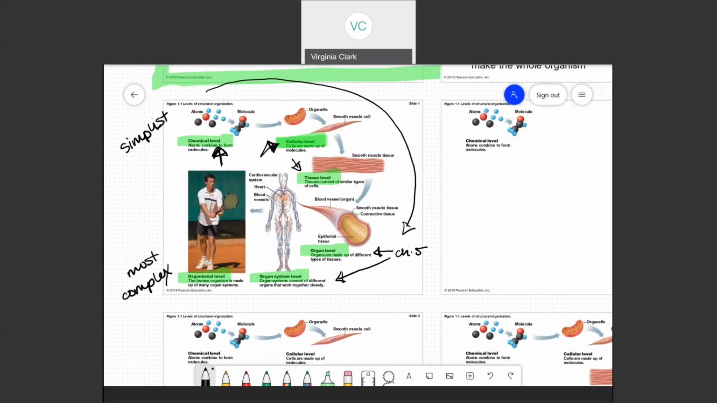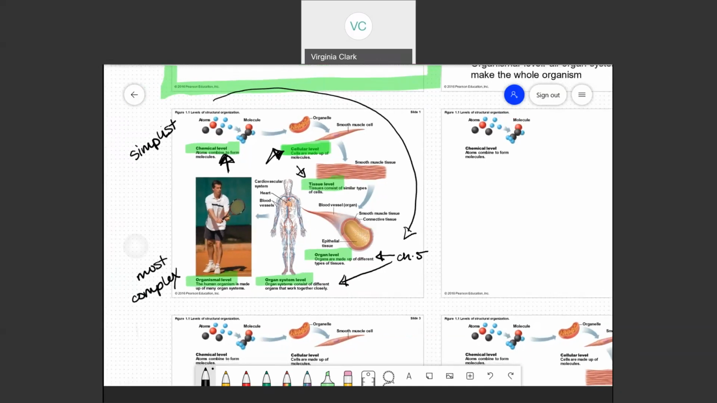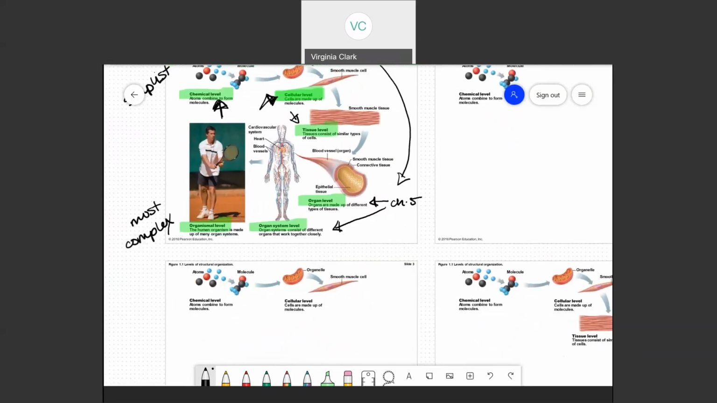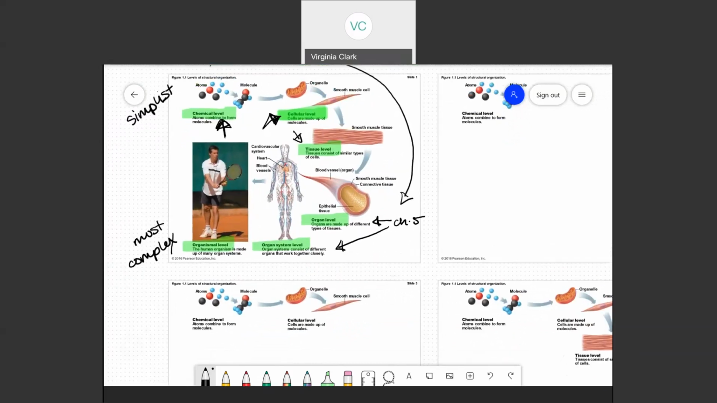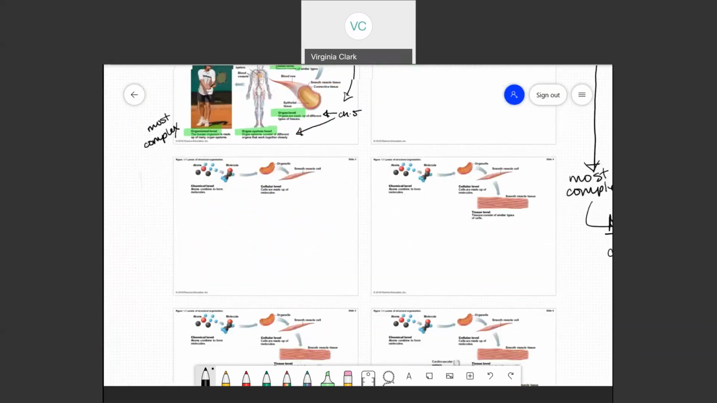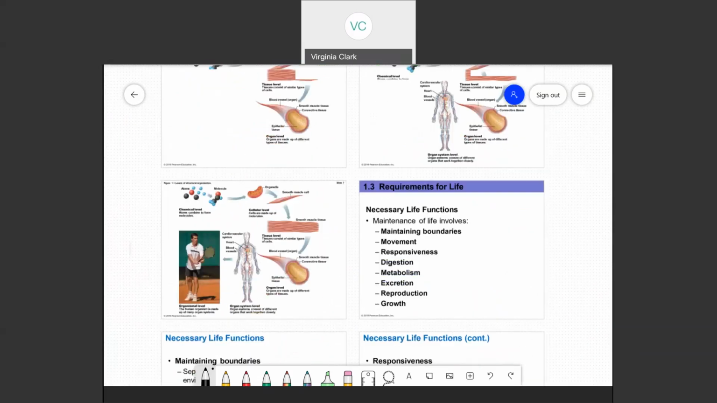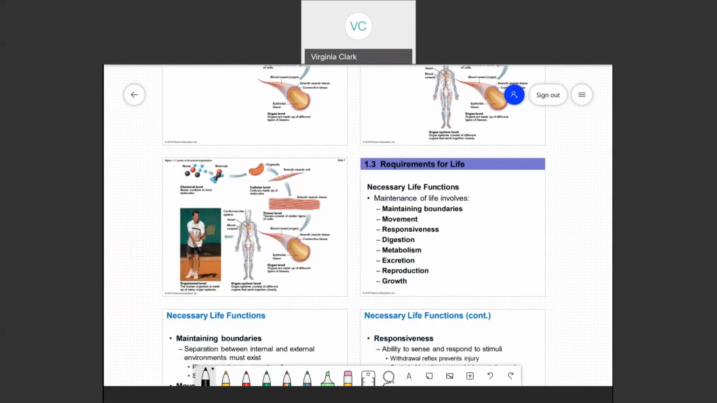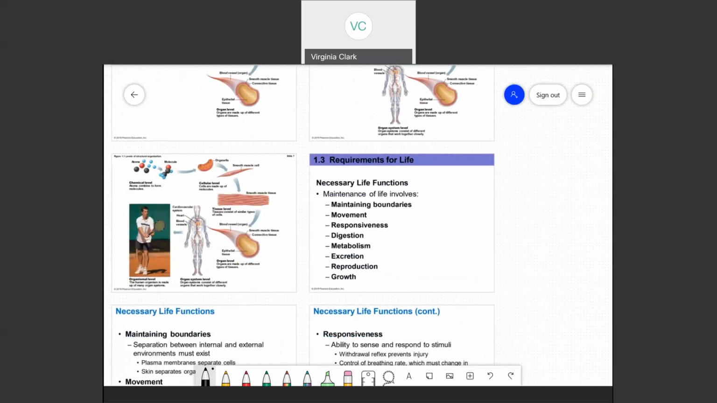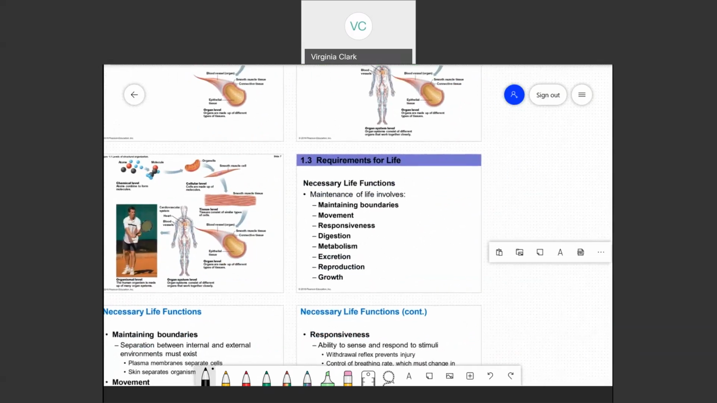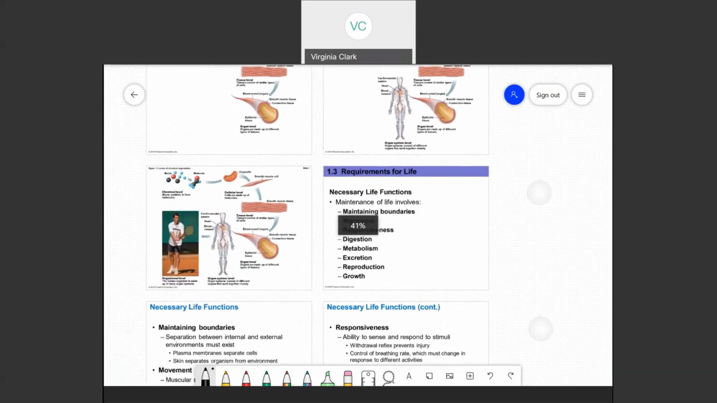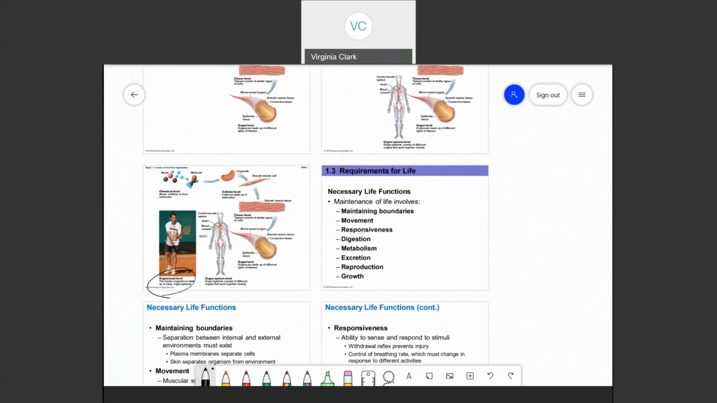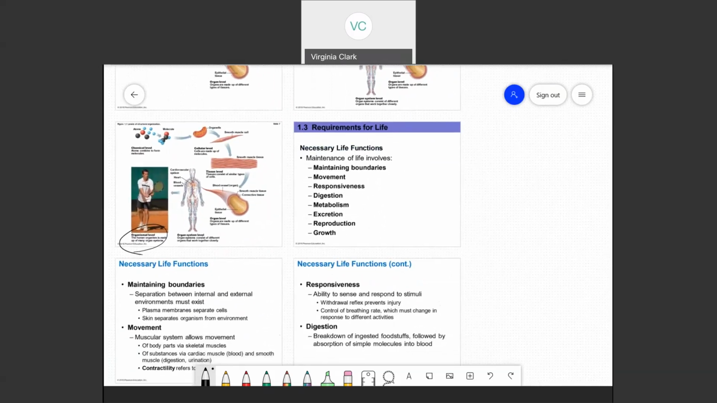The rest of these PowerPoint slides, I just embedded the whole thing, are showing how these build on each other. So we're going to move past this section of the hierarchy or the structural organization, and we're just going to kind of briefly talk through the requirements for life. So when we're talking about these requirements for life as necessary life functions, we are talking about how the top organismal level is able to actually sustain life.